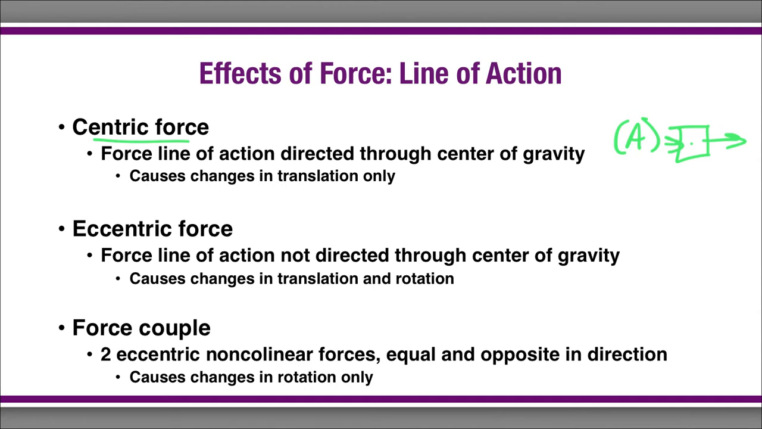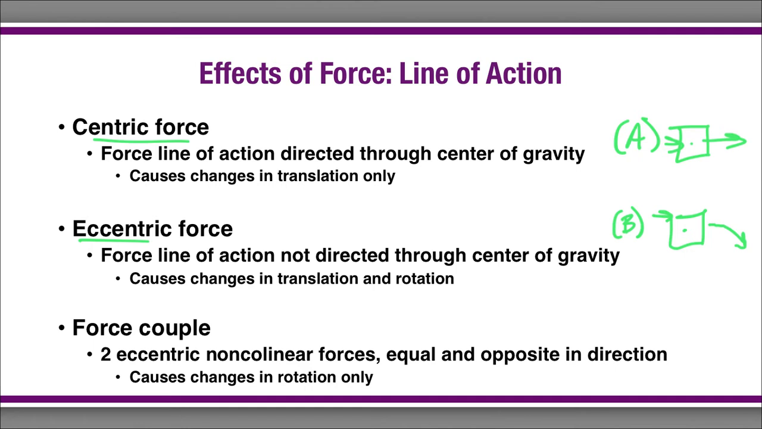Now the next one is eccentric force, in which the force line of action is not directed through the center of gravity and it causes changes in translation and rotation. So this would be represented by scenario B, in which the center of gravity remained the same, but our force was applied at a different point, and the book resulted in translation and a small amount of rotation.